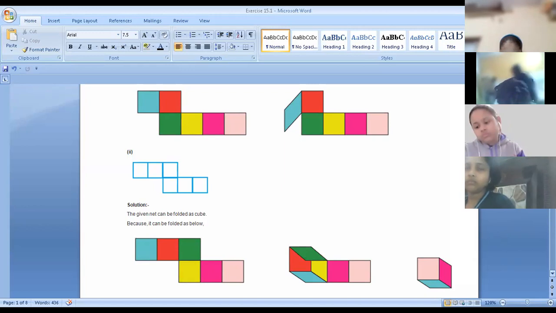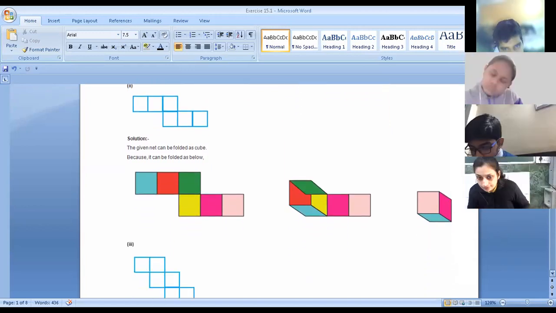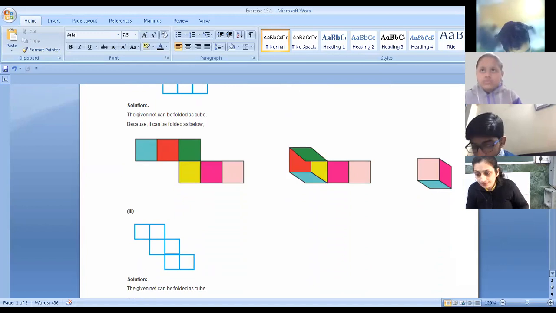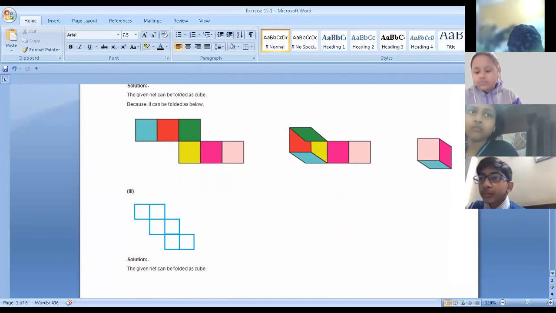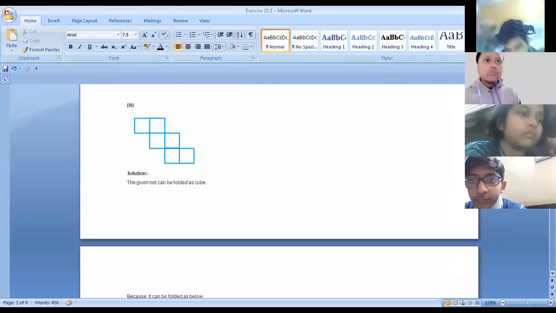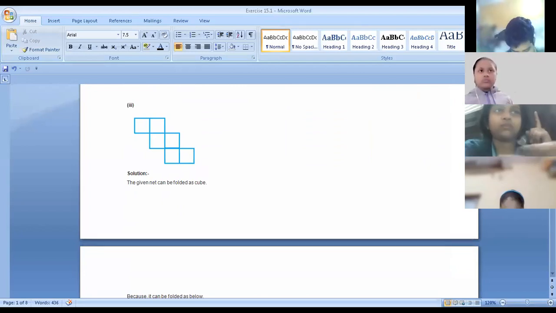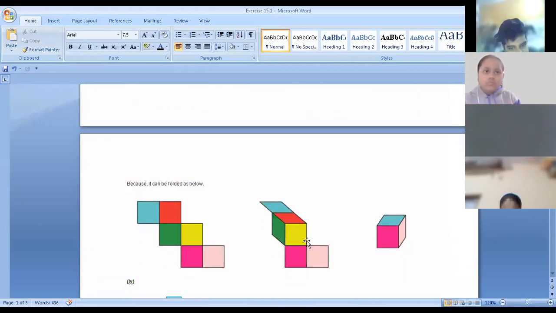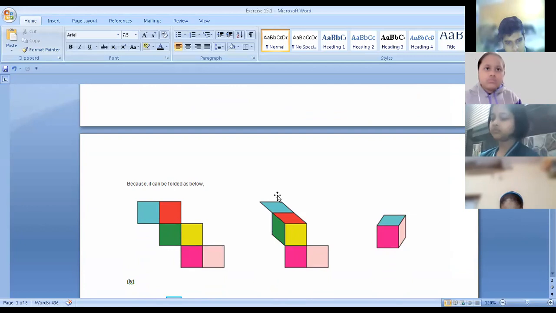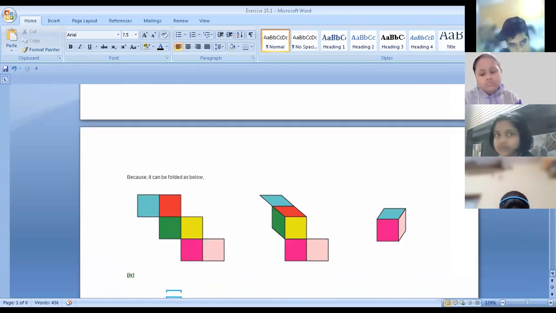Let's move to the third figure. This is the figure which is given. Now try to fold this net. Can it be possible to make a cube? Yes, Avika? Yes, ma'am, it is possible to make a cube out of it, because when you try to fold this, this will go on the side. This will go at the bottom and top, and the sideways are. So this is a cube. This is the net of a cube.